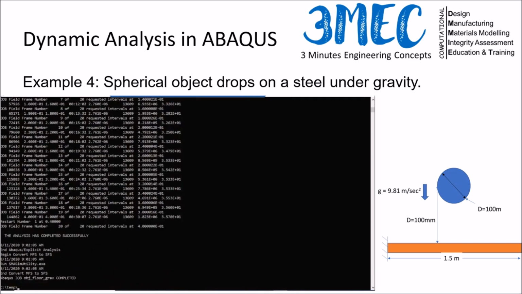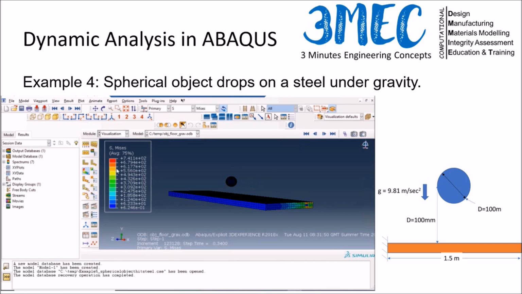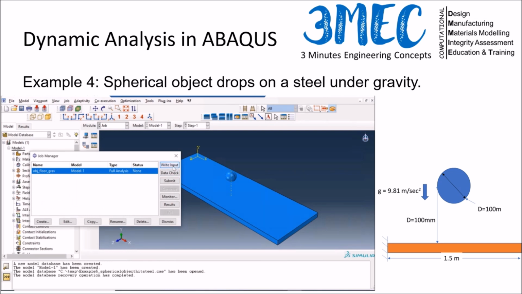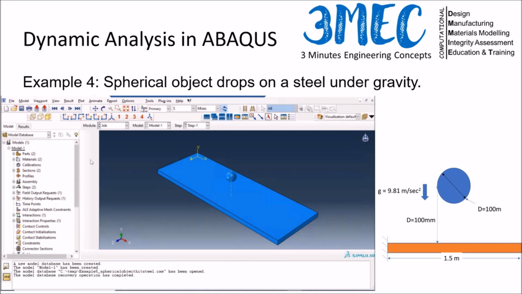What you see now is it's already finished. My job has completed successfully. And now we go back to our CAE and see how it goes. It took around half an hour to complete this simple simulation, but it had a lot of solutions to do, because the ball has to drop and then has to move around freely. So a lot of things were required to be solved.